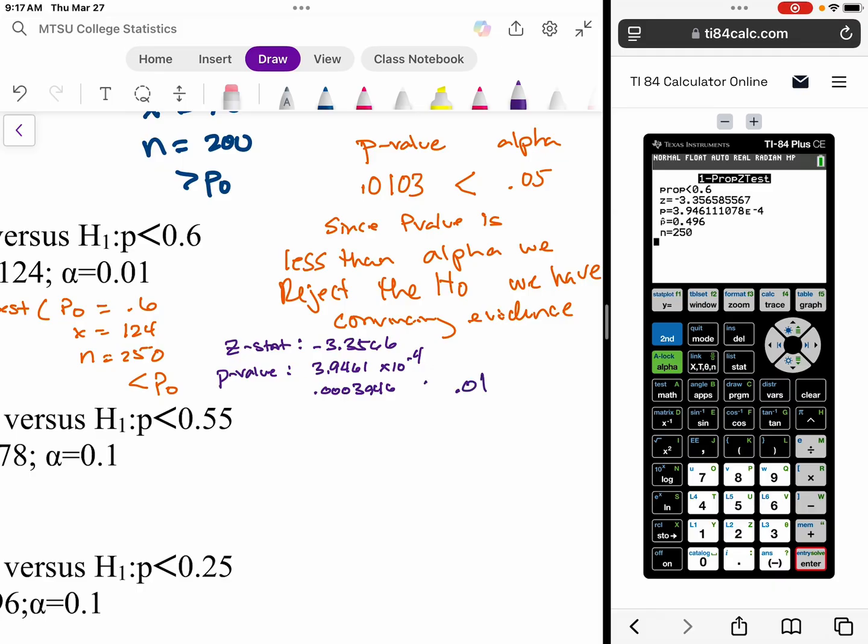Well, technically 0.01 is greater than 0.0004. So here we would do the same thing. We would reject the null hypothesis. Questions?